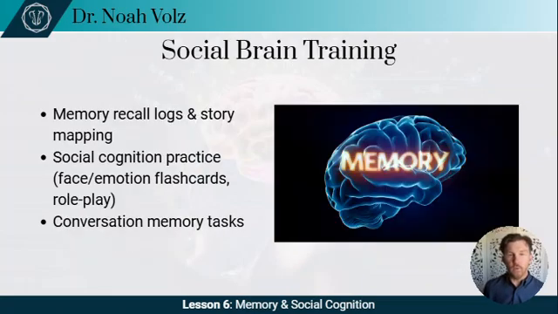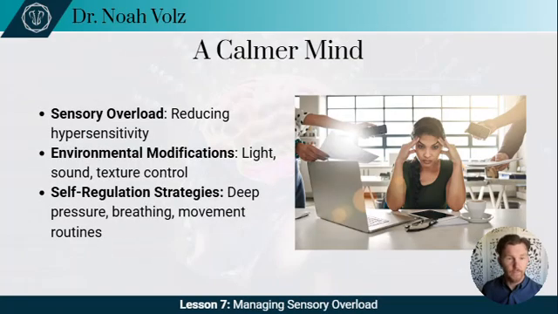And then we have social brain training. So this is how you train your brain for different social situations. So the social cognition practice, if you're having trouble recognizing what somebody else is feeling, you can use the face emotion flashcards or role play. You can do different memory tasks based on conversation and then story mapping. So lots of different tactics for social brain training.